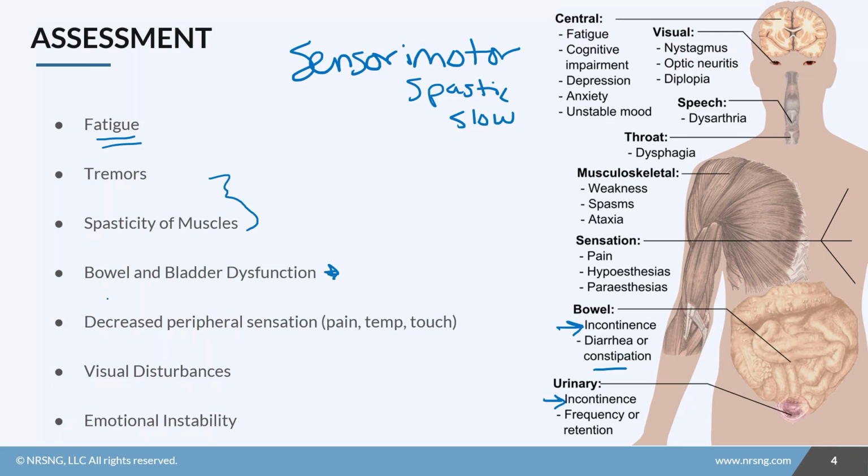They're also going to have a really significant loss of sensation peripherally. They're going to have decreased sensations of pain, temperature, and touch. And this is really important when we start talking about safety. This ability to sense pain or temperature can lead to a ton of other problems for them. Now, because of the effects on the neurons in the brain and the central nervous system, we could also see visual disturbances like blurry vision or even spots in their vision, as well as emotional instability or mood changes.